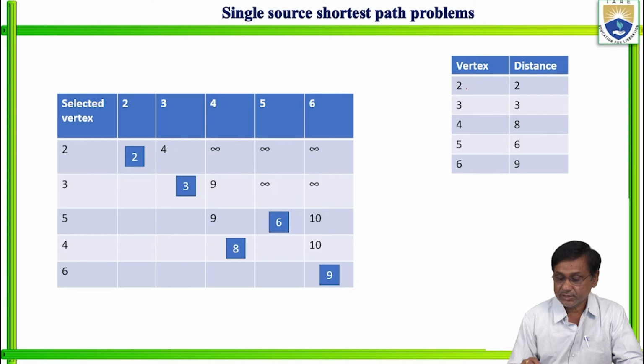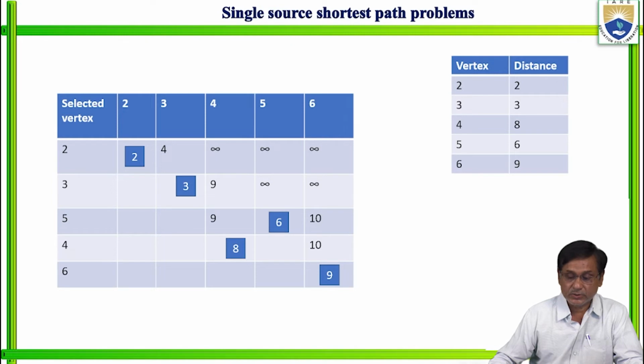The distance of vertex 2 is 2, vertex 3 is 3, vertex 4 is 8, vertex 5 is 6, vertex 6 is 9. So like that we calculated the distance in a single source shortest path problem. From the single source, the first vertex we considered as the starting source, we calculated the distances of the other vertices 2, 3, 4, 5 and 6.